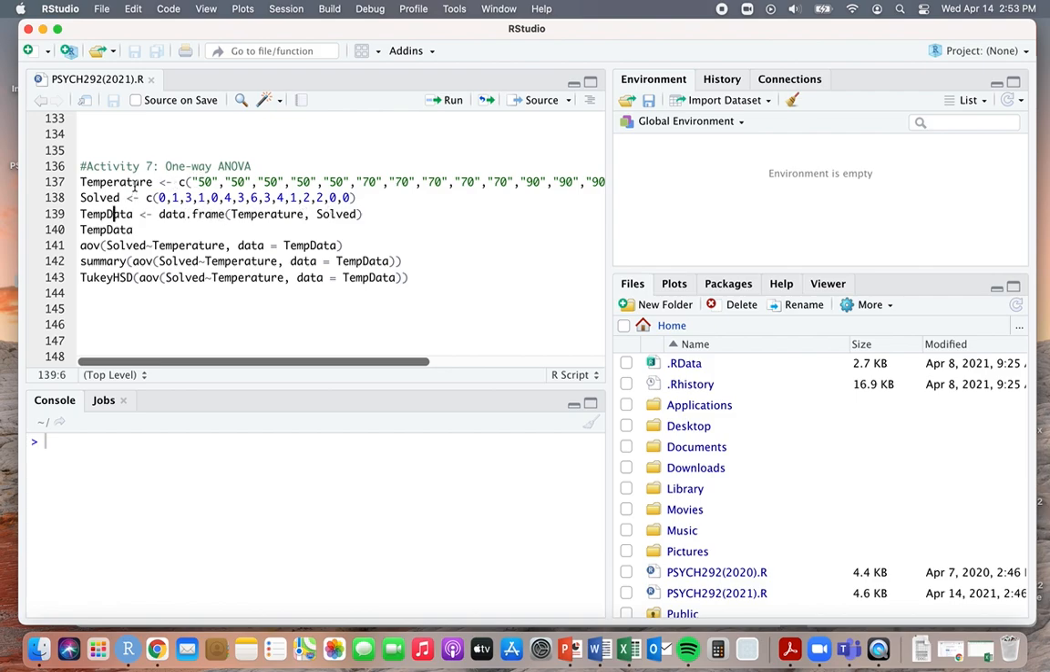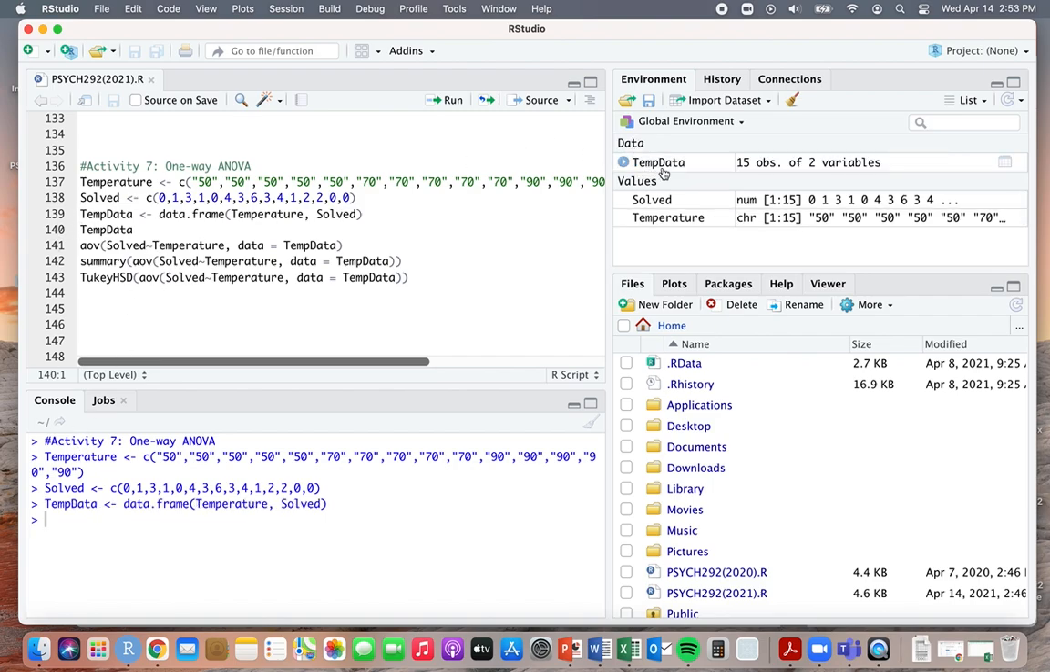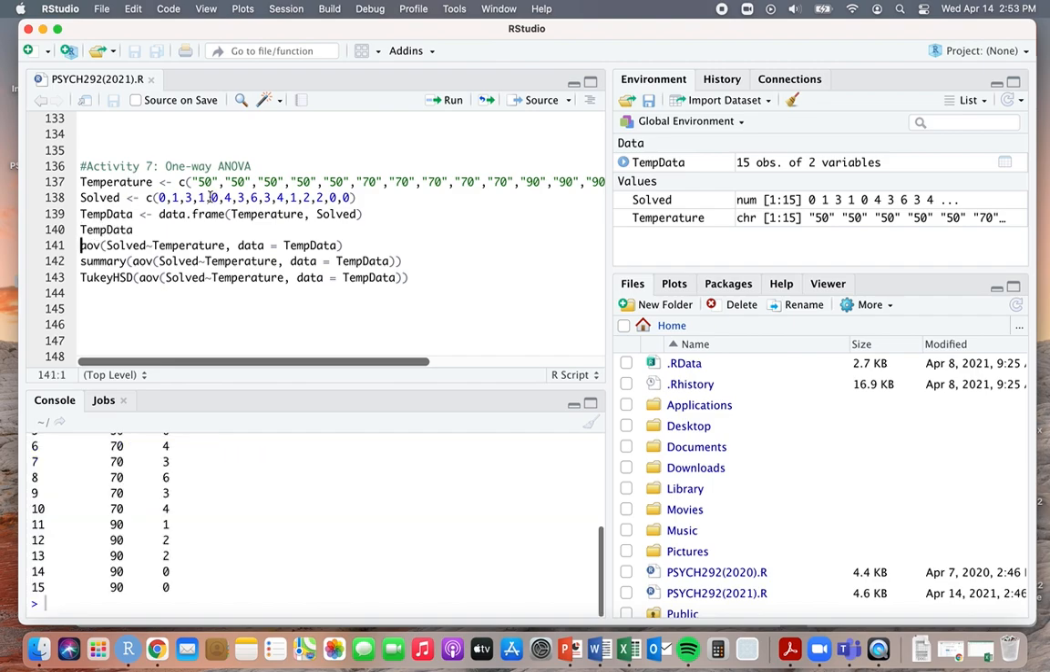Let's have a look at what happens when we execute these 3 lines of code. Once we execute the first 2, we can see in the global environment we have 2 new vectors. When I do the third one, now we have a data sheet with 15 observations and 2 variables. If we want to take a look at it, we just type in the name of the data sheet, and here we are. We have our 15 individuals, the temperature condition, and the number of problems each of them solved.